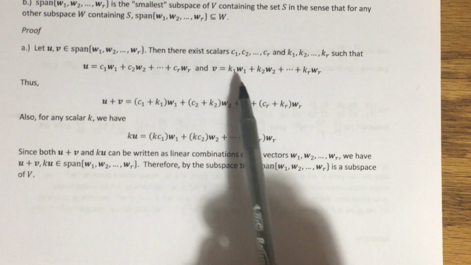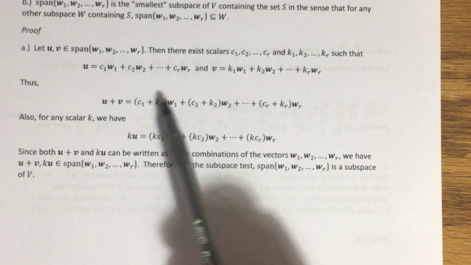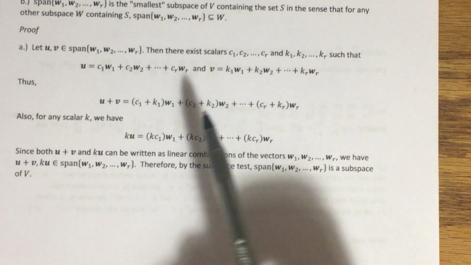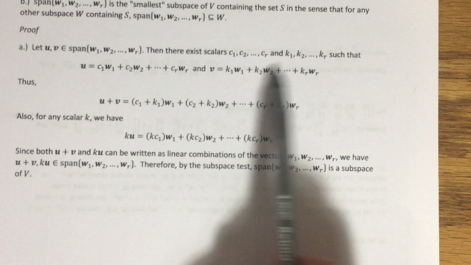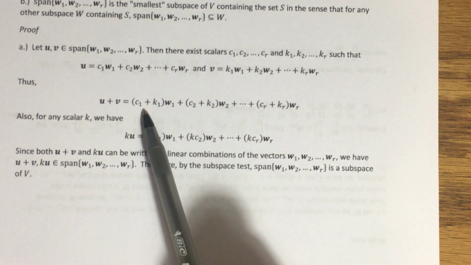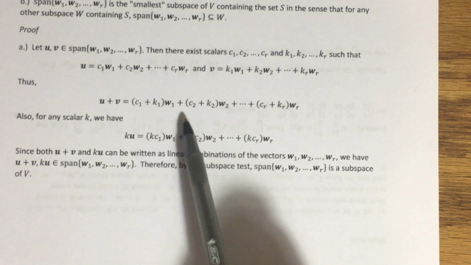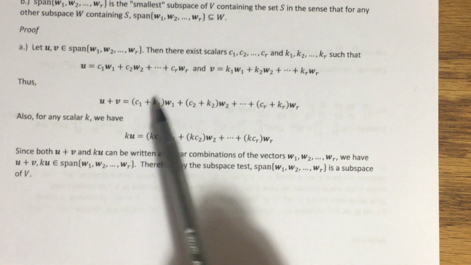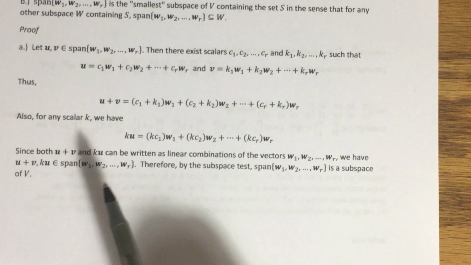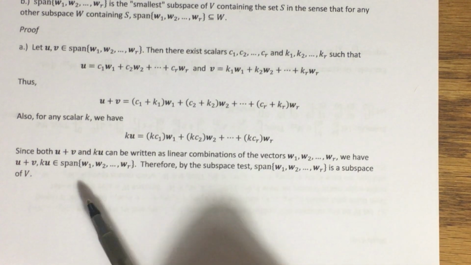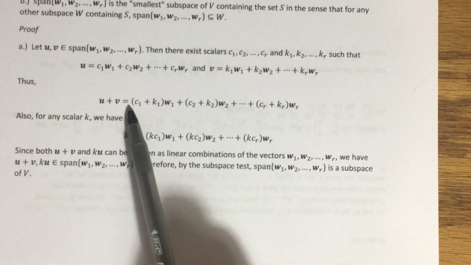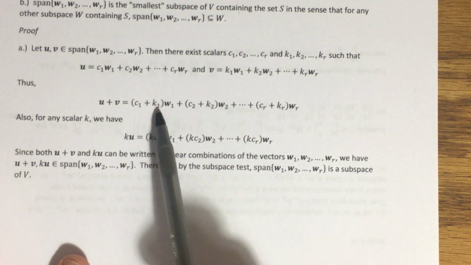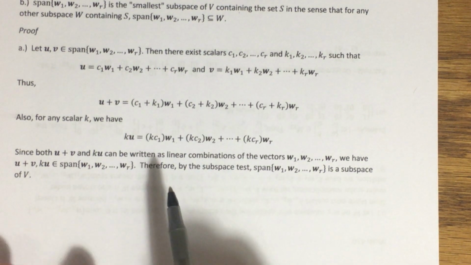If I have c1w1 plus k1w1, the scalar in front of the w1 is going to look like c1 plus k1. I'm combining like terms, essentially. And if I did that for each of these like terms, then u plus v is equal to (c1 plus k1)w1 plus (c2 plus k2)w2 and so on and so forth. But you notice this is a linear combination of the vectors w1 through wr because these are just scalars in their own right. So that means u plus v belongs to the span of w1 through wr because it can be written as a linear combination of those vectors.